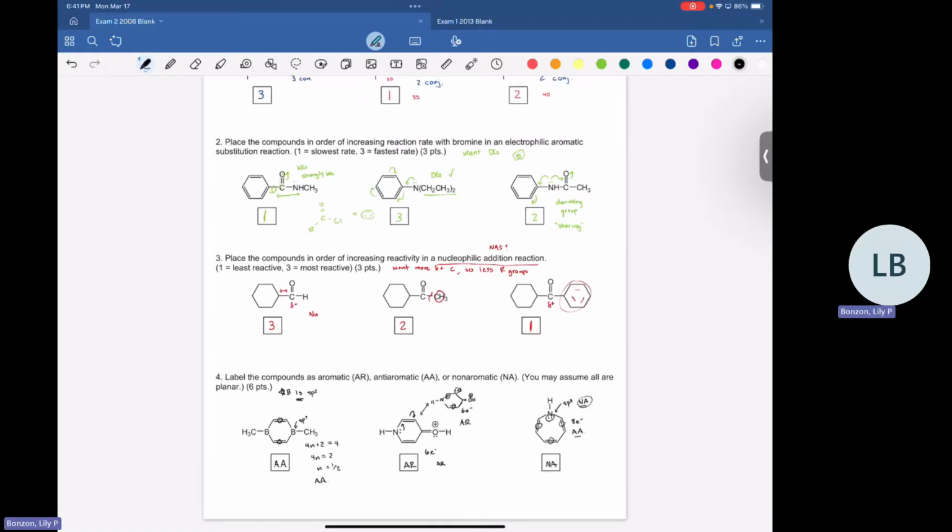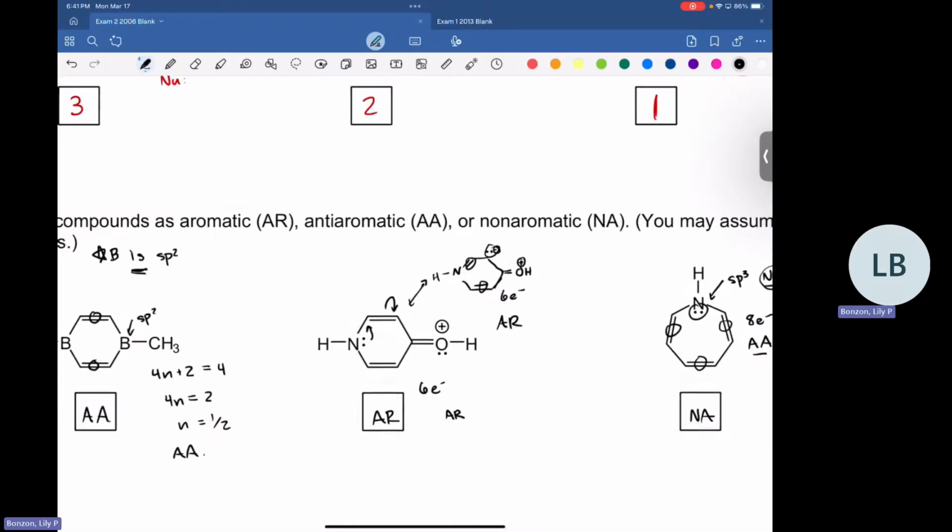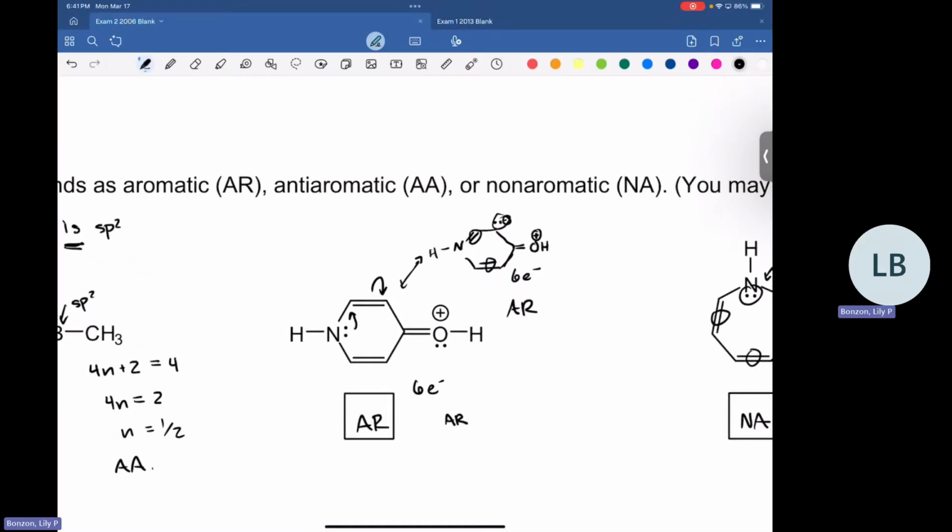Okay. Any questions on aromaticity? Yes, except for carbanions. So I'm going to get into that.